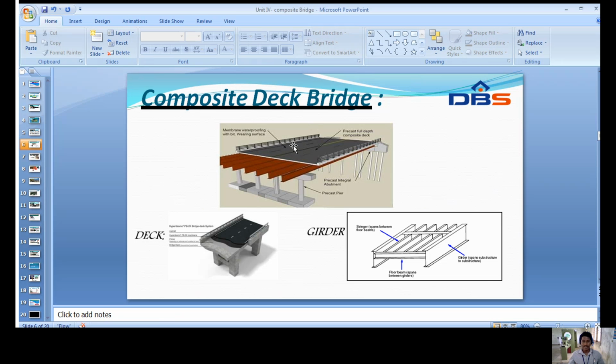This is how it looks. Here we have the steel sections, steel I sections with flange and web, and on top of that there is a concrete deck. Deck is nothing but a slab, and girder is nothing but a beam. That is what we talked about here.